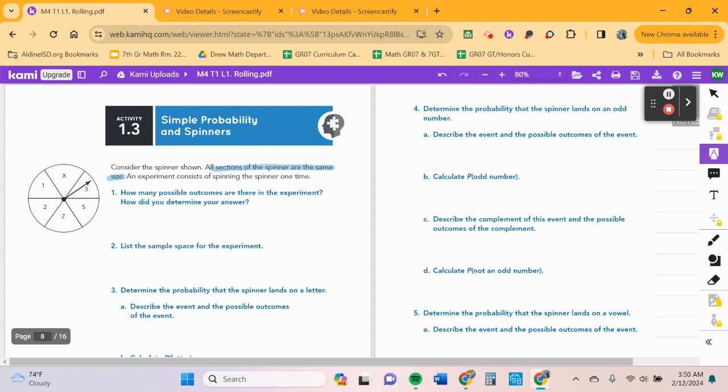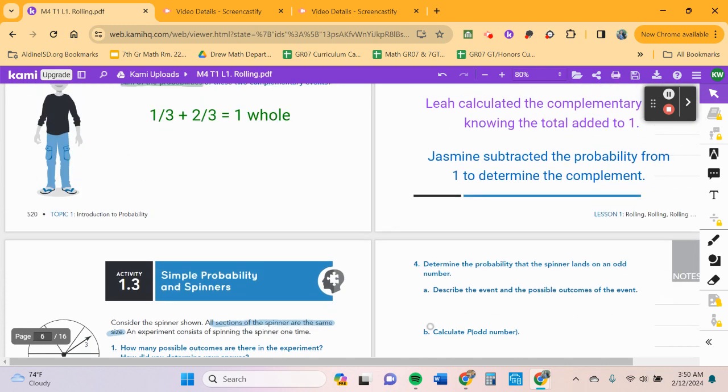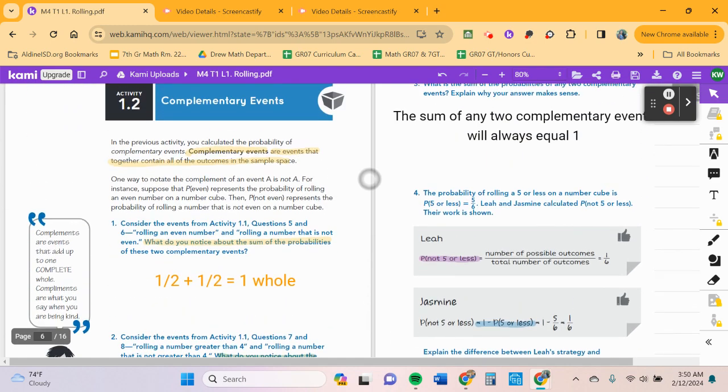Alrighty. Now let's read these questions. Number one, how many possible outcomes are there in the experiment, and how did you determine your answer? In the last two activities, we talked about outcomes, and I'm going to skip ahead. Number two, list the sample space for the experiment. We talked about what a sample space is. So, if you need to go back and refresh your memory, please do that.